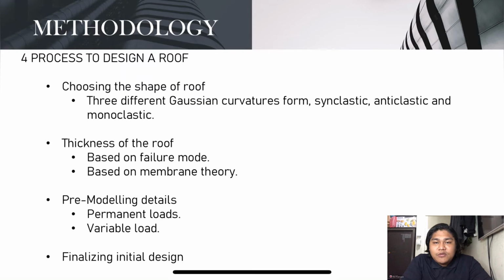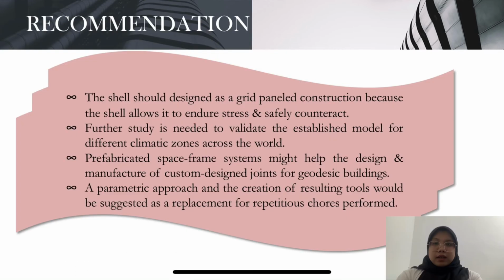In this process, we need to determine the load that are acting on structure. There is 2 types of load, which is permanent load or self-weight, and variable load such as wind load and snow load. And the last process is finalizing initial design. In this process, we will be determining the critical buckling. That's all from me. Thank you.